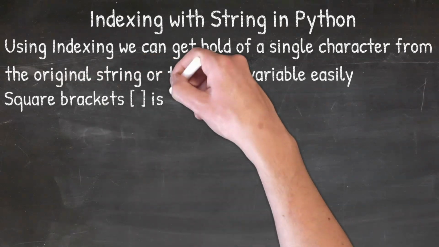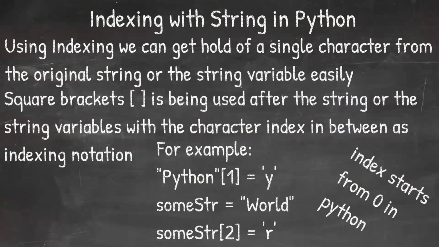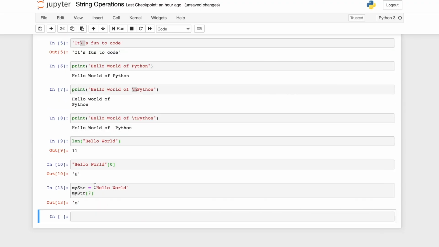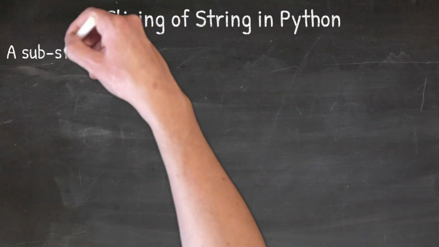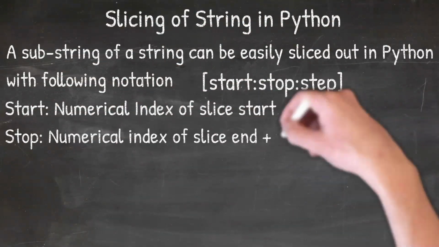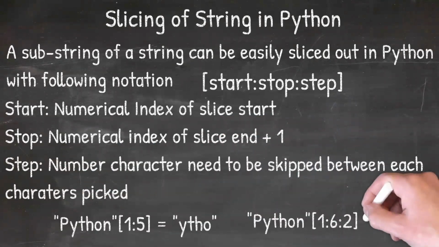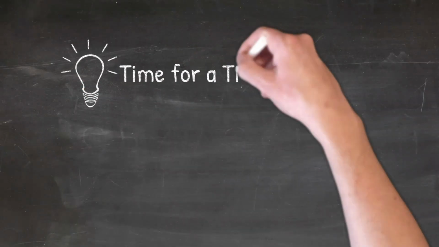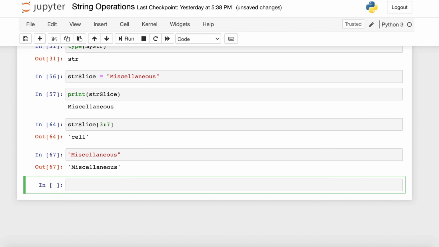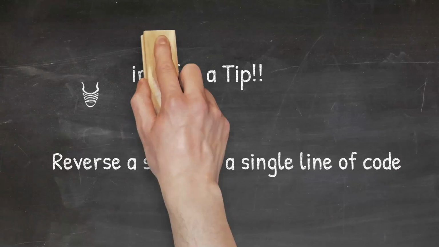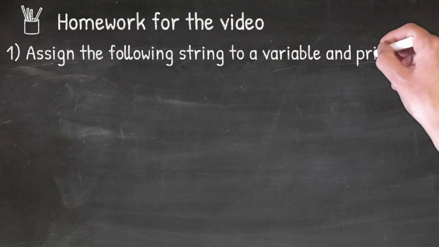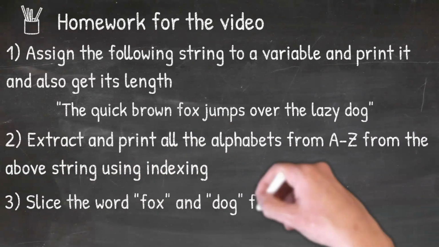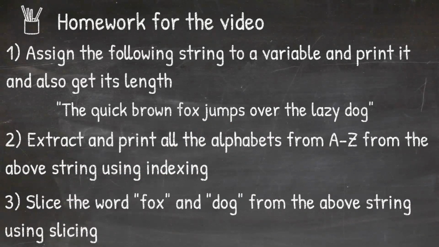Next we discussed indexing with string in Python and also discussed forward and reverse indexing, and also did some practical examples with indexing in the Jupyter notebook. Next we discussed slicing of string in Python and also did some practicals in the Jupyter notebook of various ways of slicing with start, end and step. Next, I gave you a very important tip on how to reverse a string with a single line of code in Python using string slicing. Next, I gave you a homework on string operations, and the solution of which I have already provided in a separate video, and the IPNB file has been uploaded to Git and the URL is shared with you.